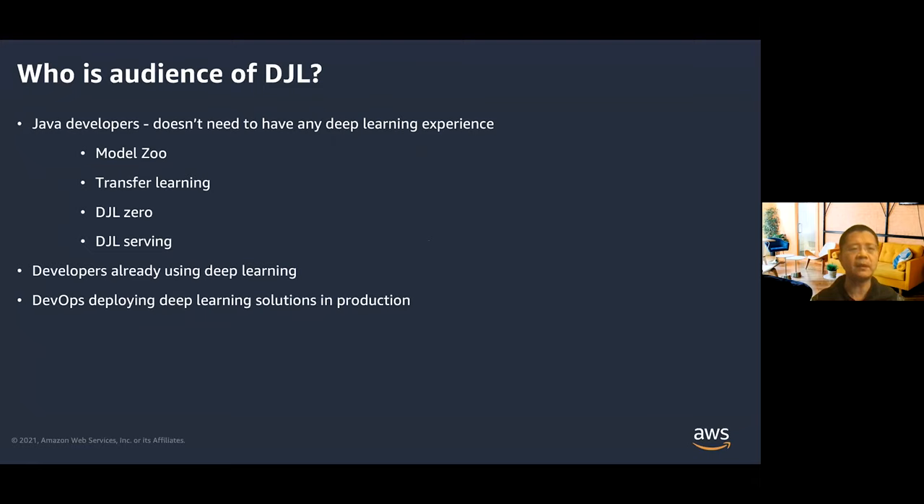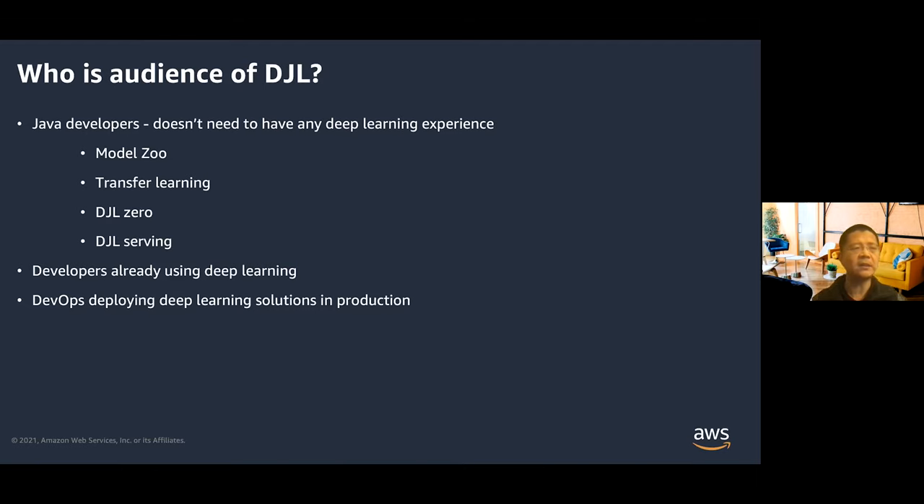The first thing we did is build a built-in model zoo. The model zoo has pre-trained models that you can use out of the box. Using the built-in DJL model zoo, you can achieve object detection, image classification, and question and answer. We have more than 70 pre-built models that you can directly use to build your own use case.